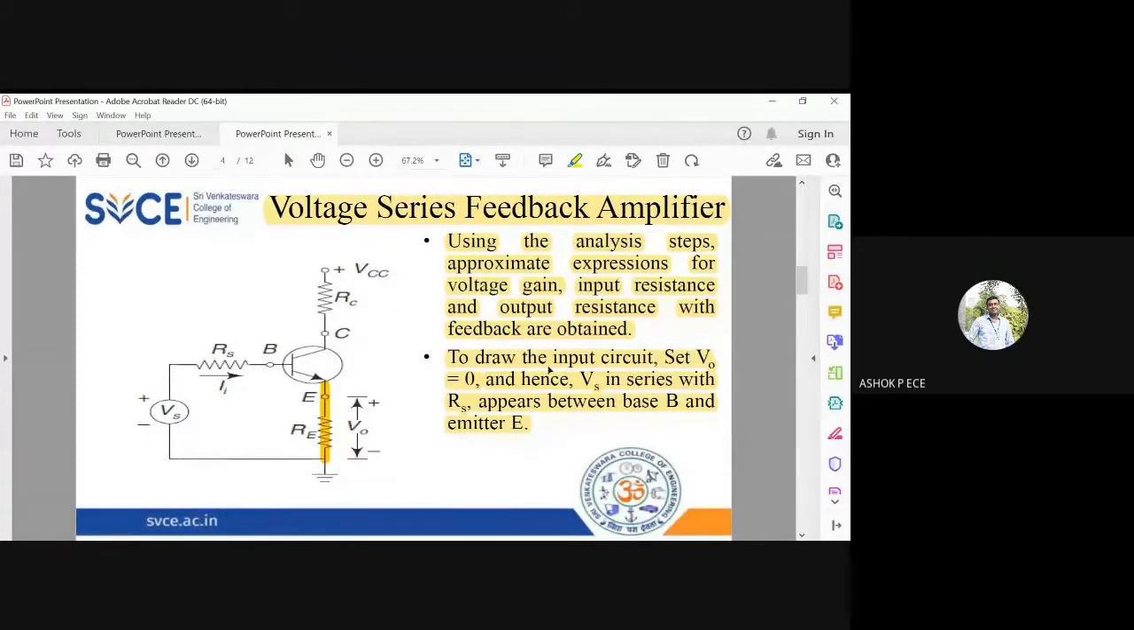So for drawing the input side, to check whether RE will come at the input side, what you should make is V naught equal to 0. When you make V naught equal to 0, it means I'm going to ground my emitter. When the emitter is grounded, this RE will not be there. RE will be 0. So RE will not appear at the input side.